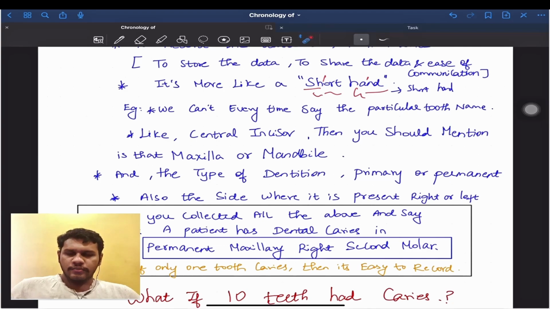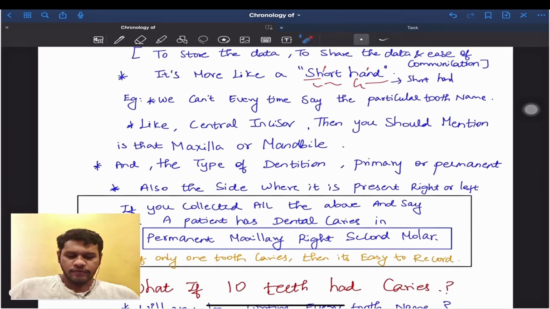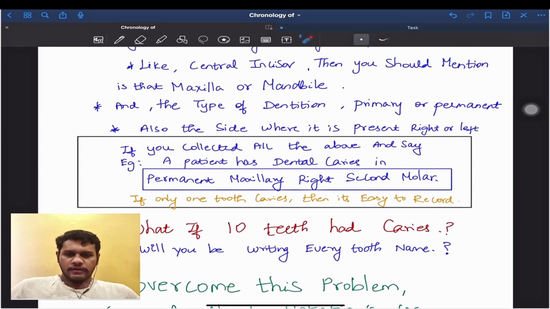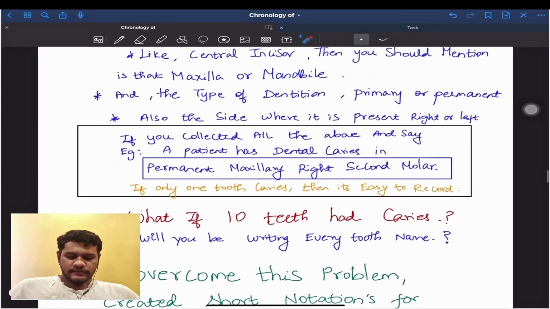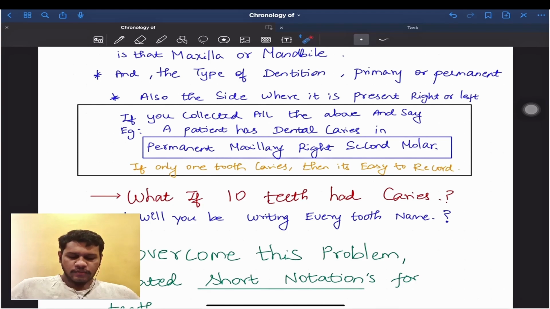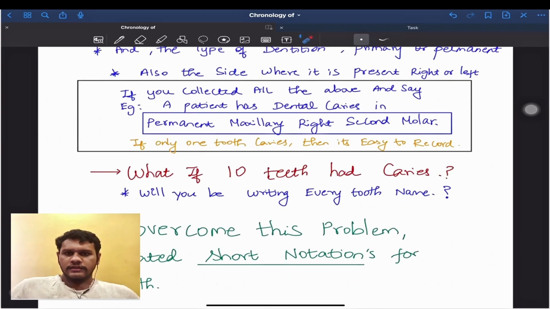If you want to refer to a particular tooth, you have to mention four things. One, the dentition: is it primary or permanent? Then the jaw, maxilla or mandible, and the side, right or left, and the name of the tooth. So if you collect all the above and want to say a patient has dental caries in a permanent maxillary right second molar, if it is only one tooth, then it's easy to record. What if the patient has 10 or more teeth with caries? We would be writing all 10 tooth names in the above said order. It's very difficult to write.